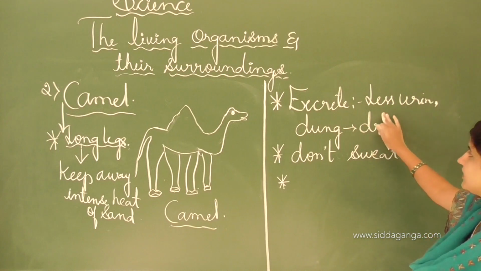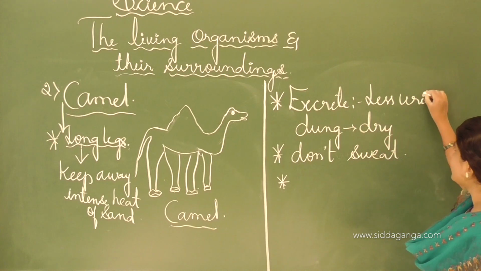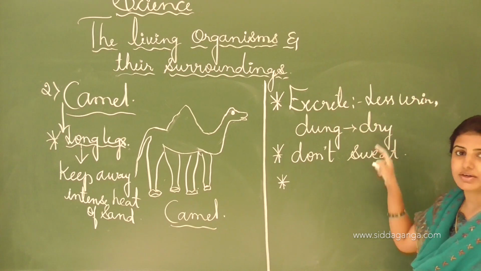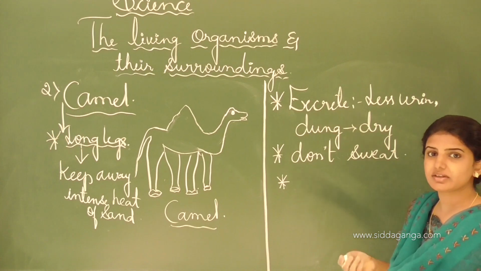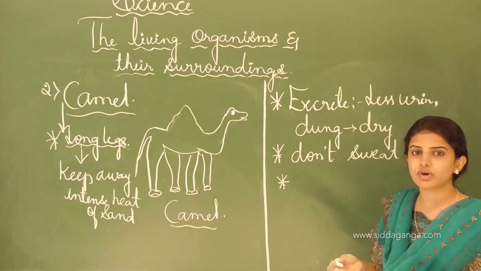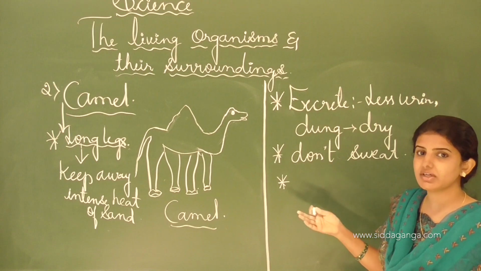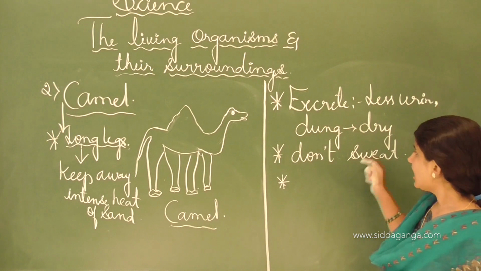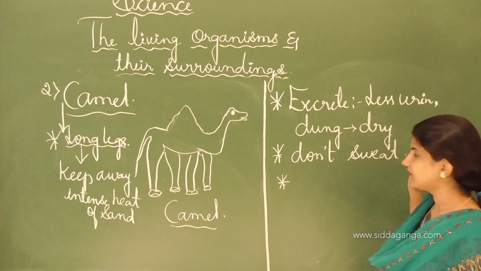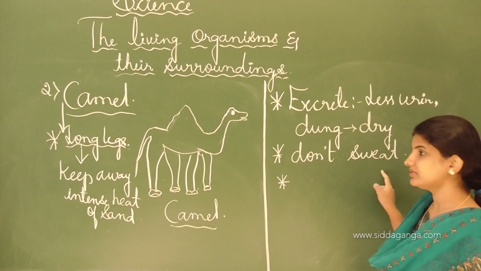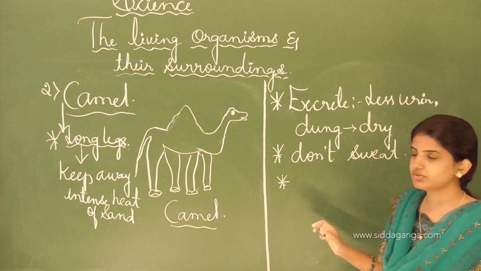Next, it excretes less urine, and the dung is also dry because of the scarcity of water in such a climate or such an area like the desert, and so that's why the dung is also dry. And these camels do not sweat.